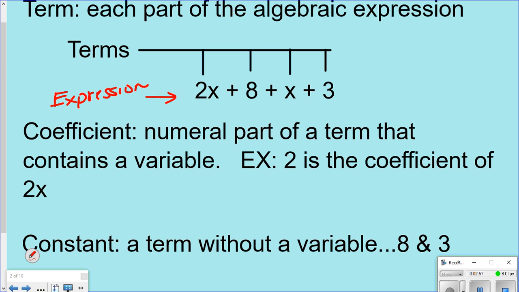All right, so an algebraic expression has letters, variables, and operations in it. So this would be an expression. I don't know what you said in your group, but that's what an expression is. It's basically just a math sentence.